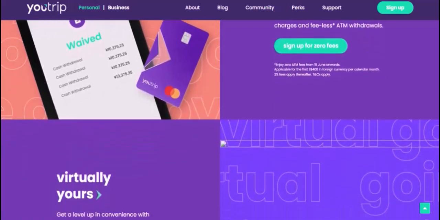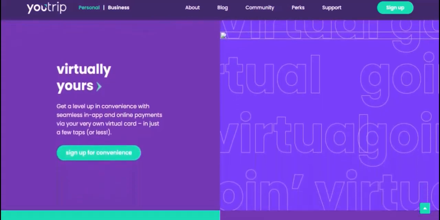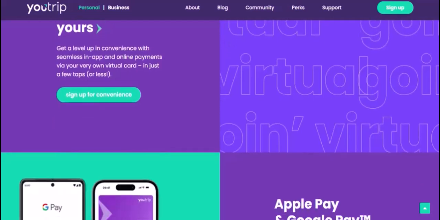Now, it's worth noting that YouTrip is constantly evolving. They may introduce new features or functionalities in the future. So, always stay updated with their official announcements and app updates. However, as of now, direct withdrawals to bank accounts are not a supported feature.